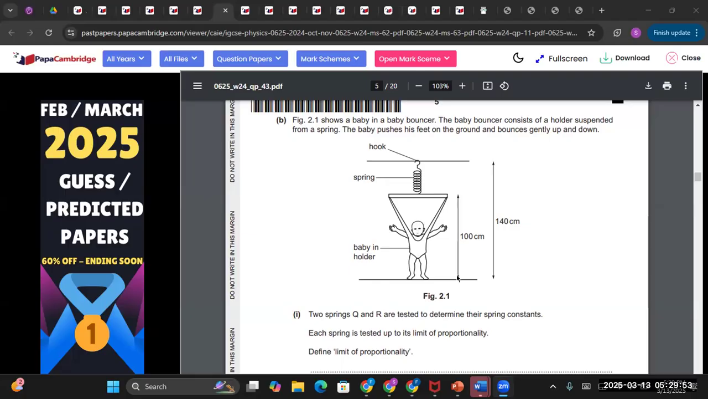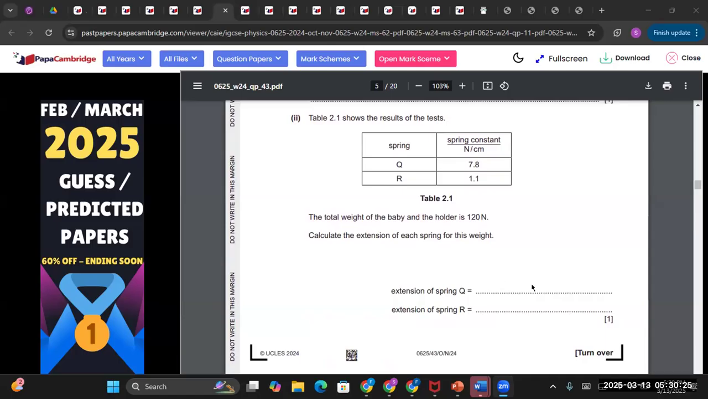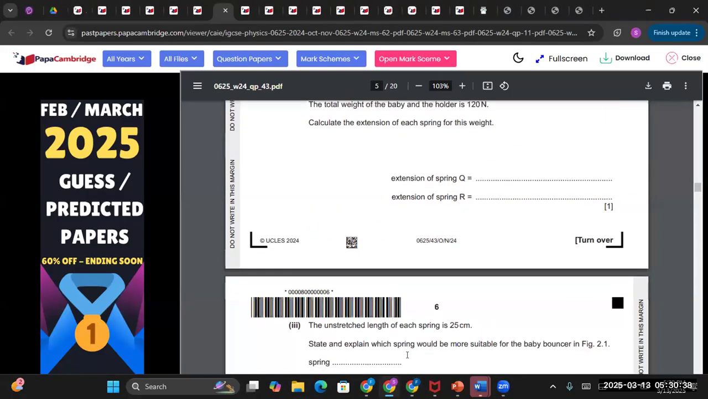I think spring Q would be better for the baby bouncer because spring R has an extension of 110, like 109, sorry. The unextended length is 25 centimeters, right? That's what they said. So you do 25 plus 109, and then you do 25 plus, what did you get for the first one? 15, right? Yeah. So what did you say? Spring Q will be the better one? Yes, that's fine. So you will say that for R, the extension is too big, so Q is better. Perfect. Okay. All right, Haja, we'll go ahead and stop it over here for today.